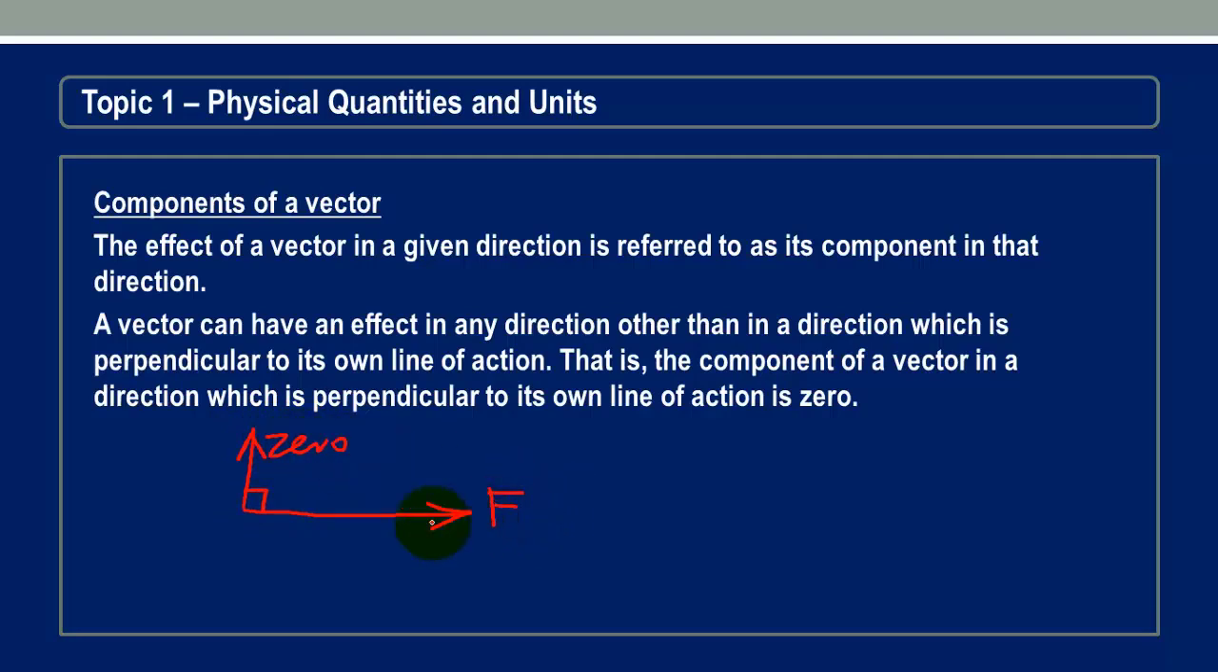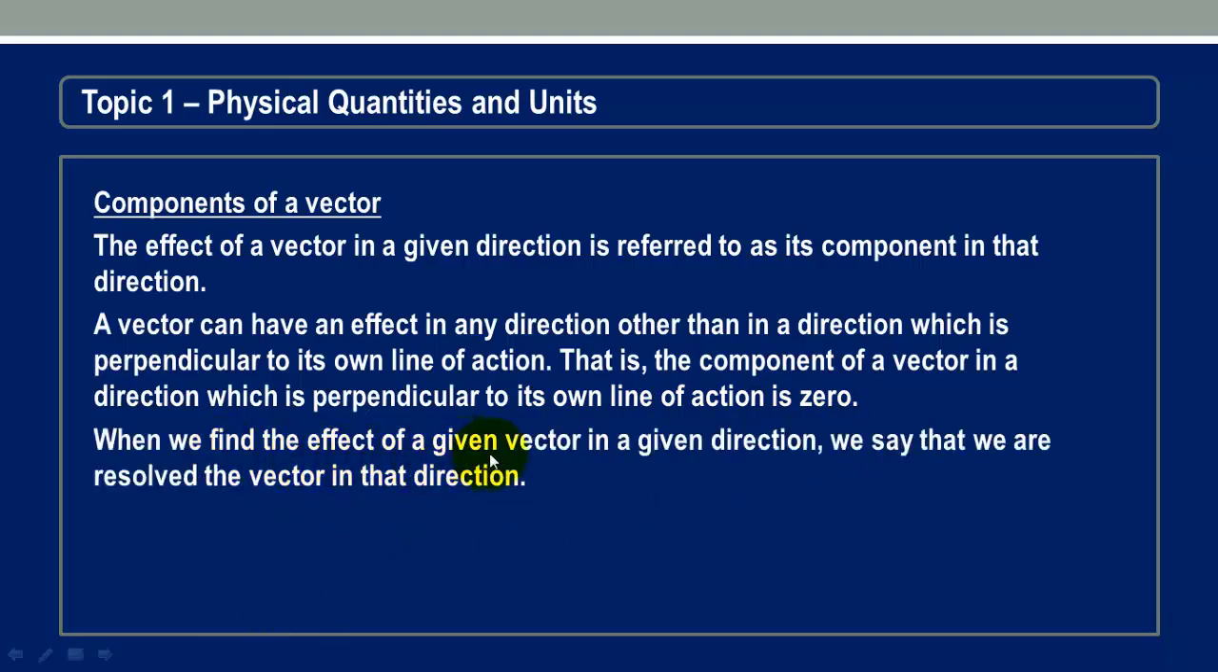If this is the force, we want to find its effect in a direction which is perpendicular to its own line of action. We want to split this force. We want to resolve this force in this direction. Its component will be 0. That is what we mean when we say that the component of a vector in a direction which is perpendicular to its own line of action is 0.